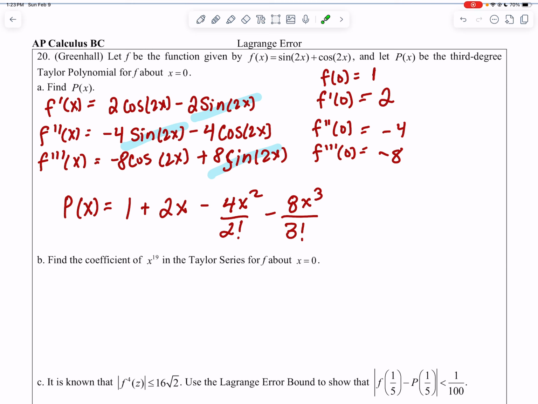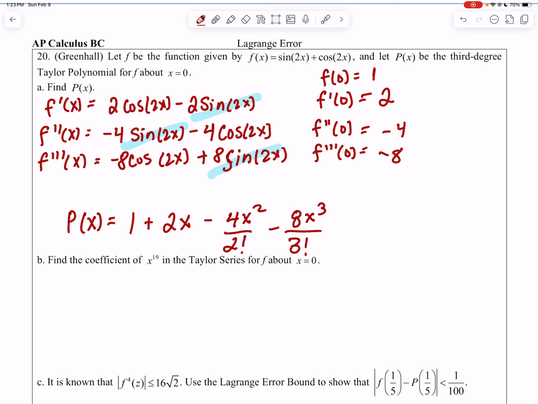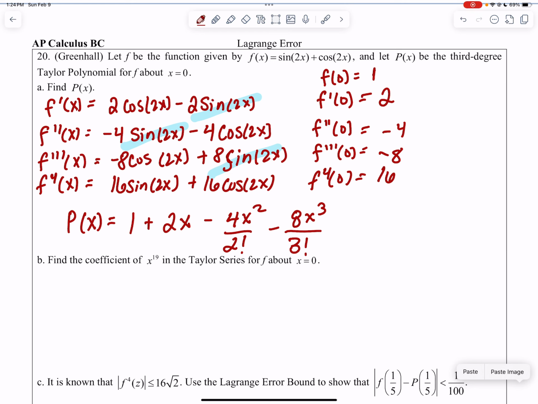So if I were to take the fourth derivative here, you'll realize that the fourth derivative is going to be 16 sine of 2x plus 16 cosine of 2x, which gives me a fourth derivative of 16. Now, you're going to see that we are alternating signs every two terms, because if you take the fifth derivative, you're going to get a 32. And then if you take the sixth derivative, you're going to get a negative 64 and so forth.